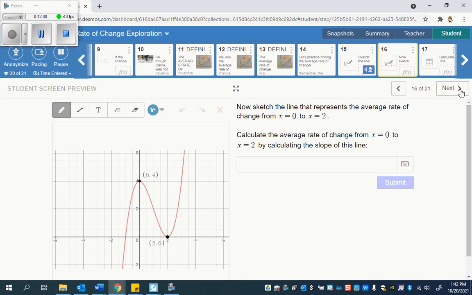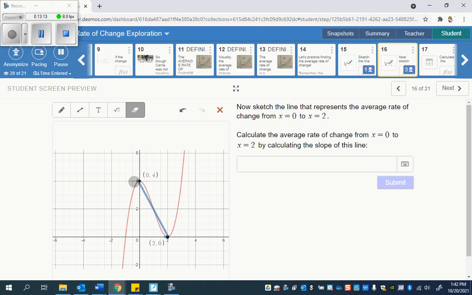Now sketch a line that represents the average rate of change from 0 to 1. Ready? X is equal to 0 to x is equal to, how much did that change? Isn't it supposed to be those? Yeah. There we go. Not that.